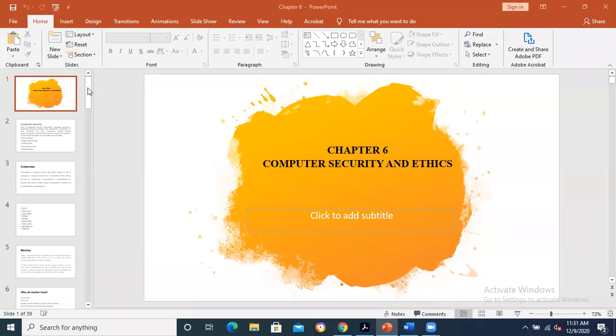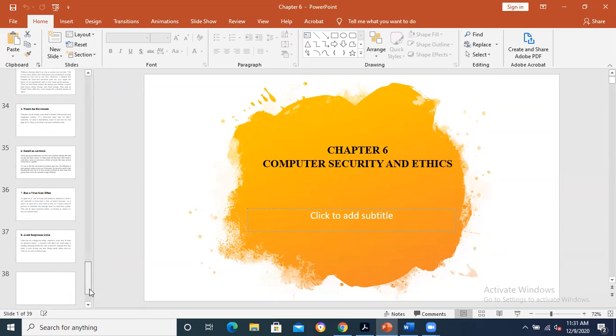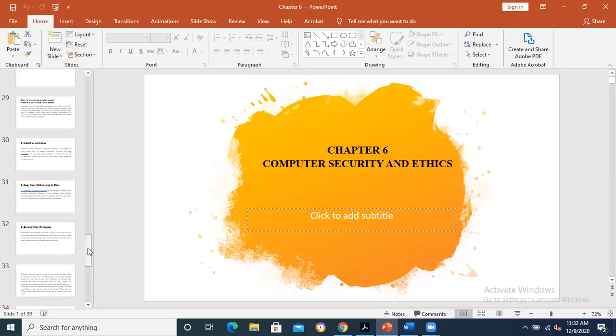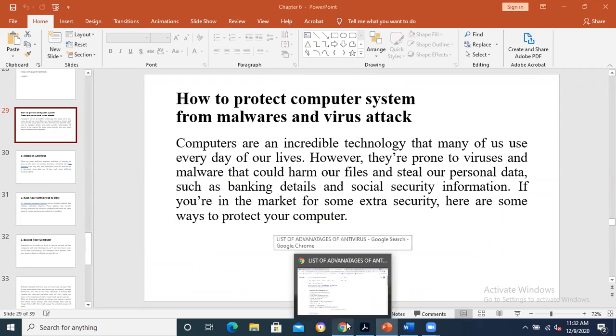You know very well that right now we are going through chapter number 6, Computer Security and Ethics. Yesterday we have gone through the topic of how to protect a computer system from malwares and viruses. What are the precautionary measures that one should take? What should we do in order to protect our computer system from malwares and viruses? So this was the topic that we discussed yesterday.